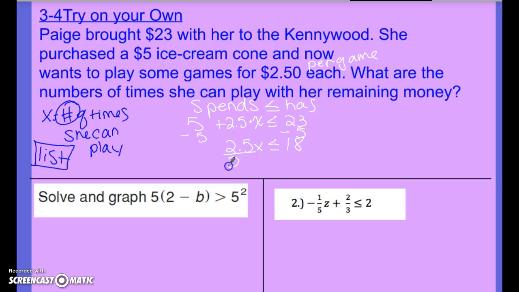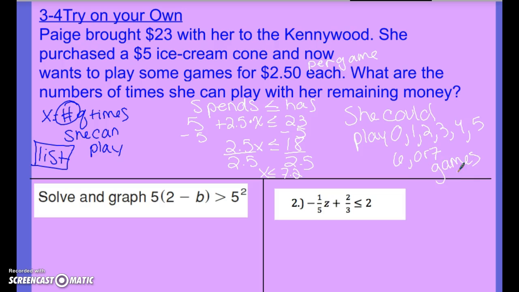So divide both sides by 2.5, and you get x is less than or equal to, when you divide 18 by 2.5, 7.2. So your final answer is she could play 0 times, 1 times, 2, 3, 4, 5, 6, or 7. She can't play 8 because it's less than or equal to 7.2 games.